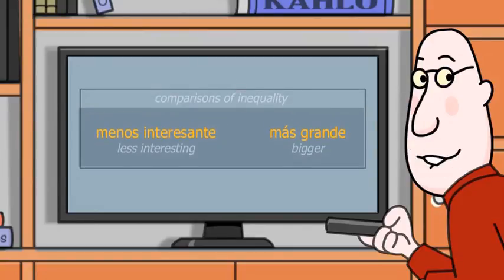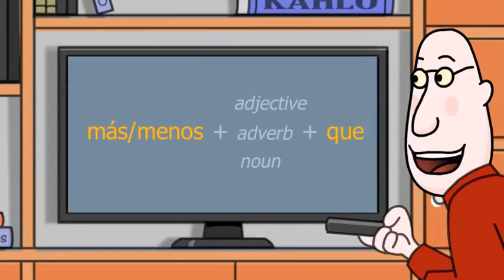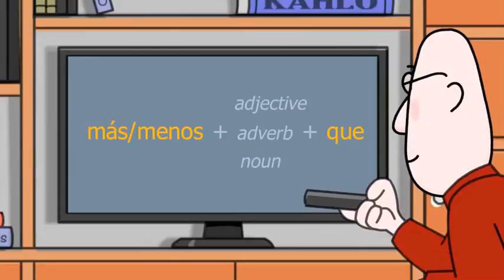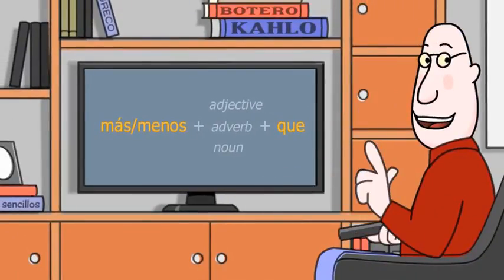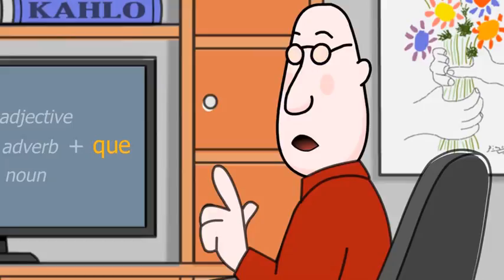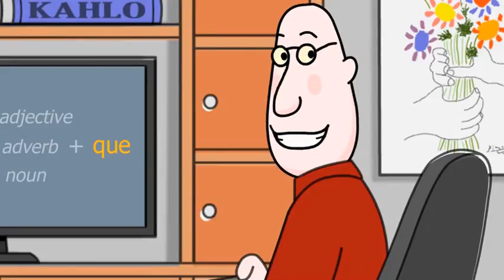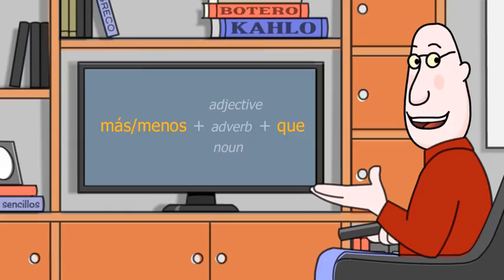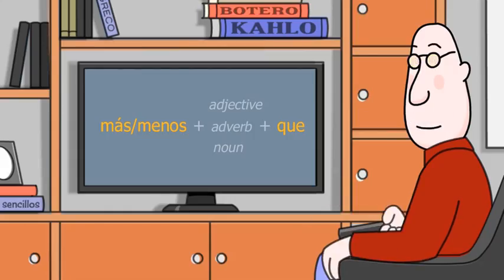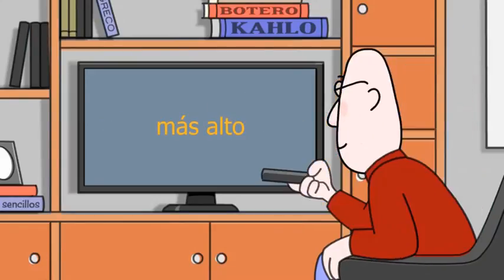They're comparisons of inequality. You form these comparisons by putting más, which means more, or menos, which means less, before an adjective, an adverb, or a noun, and adding que after it. Atención! English has the ending er to make comparisons with short adjectives. Taller, nicer, and so on.